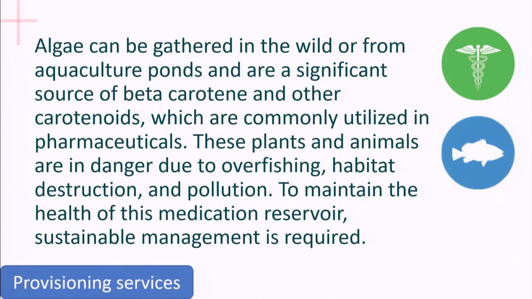Algae can be gathered in the wild or from aquaculture ponds and are a significant source of beta carotene and other carotenoids, which are commonly used in pharmaceuticals. These plants and animals are in danger due to overfishing, habitat destruction, and pollution. To maintain the health of this medication reservoir, sustainable management is very much needed.